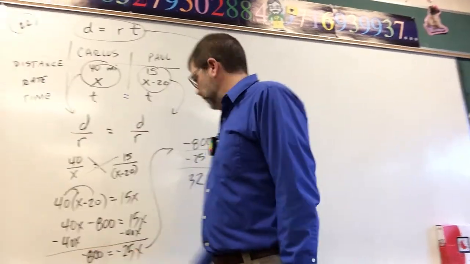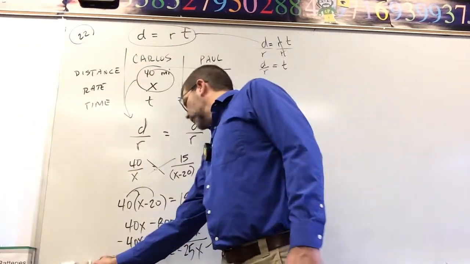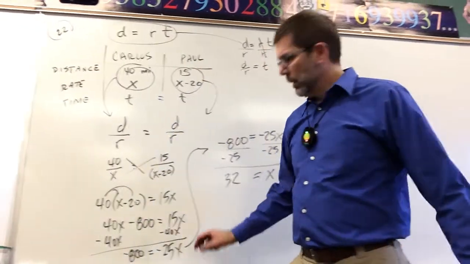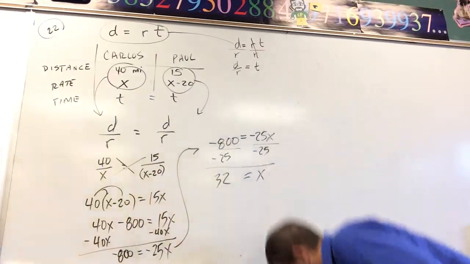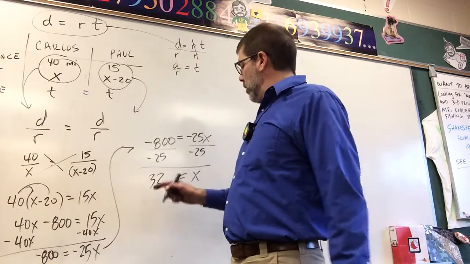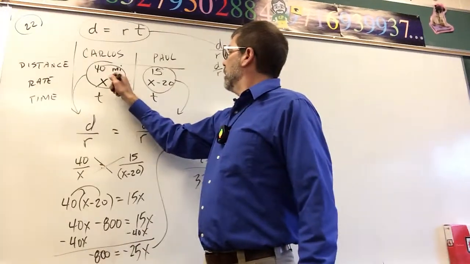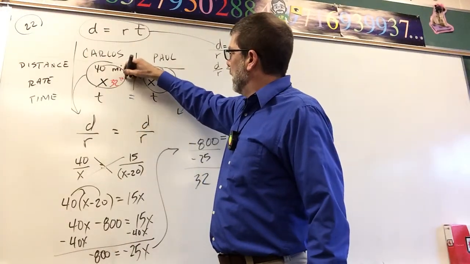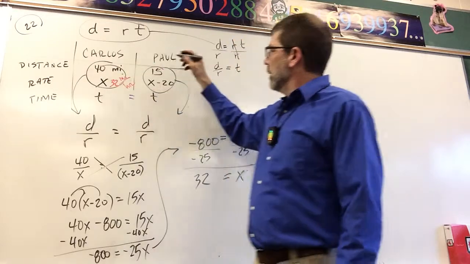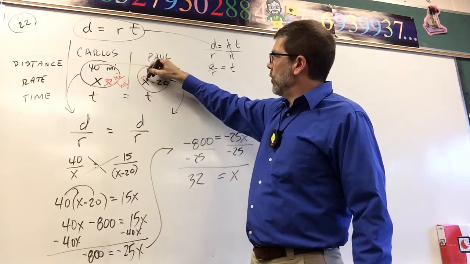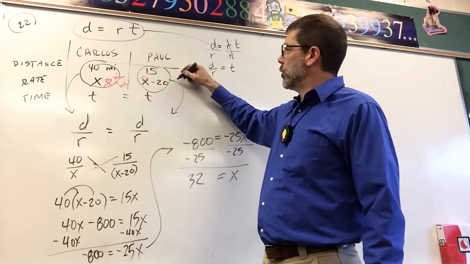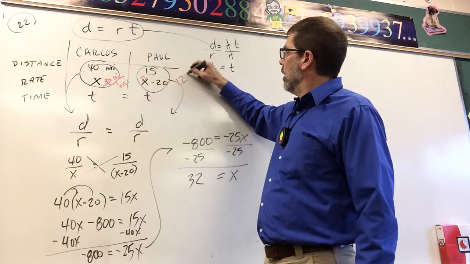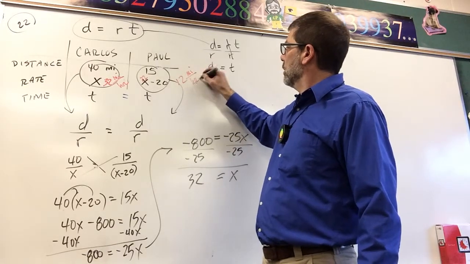So we know that this rate is 32, and it's miles per hour. And if this is 32 minus 20, this rate would be 12 miles per hour.